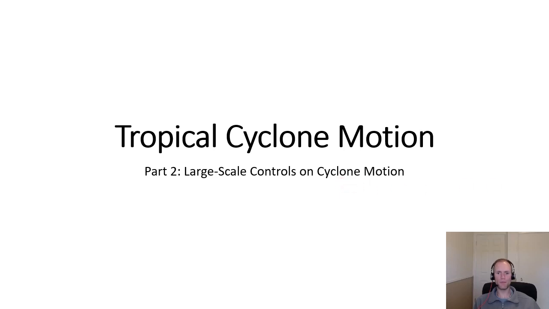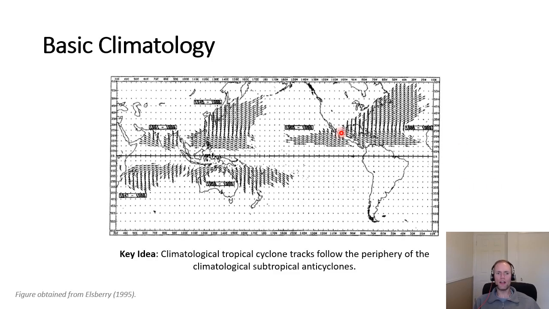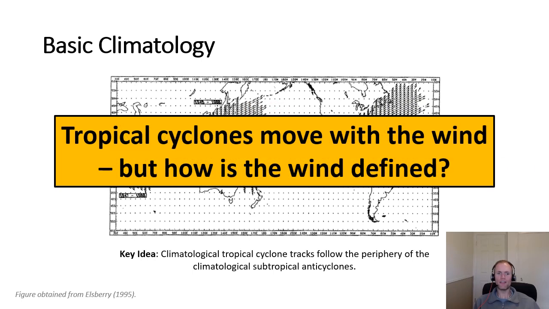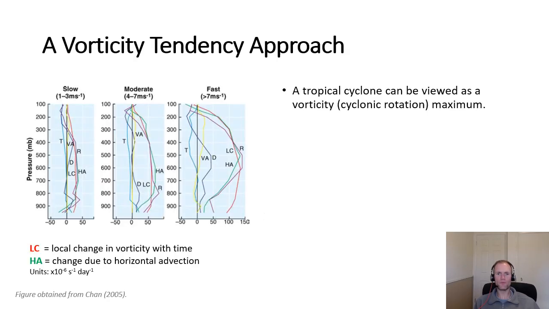So let's dig in. Recalling our basic climatology, where we said that the climatological tropical cyclone tracks roughly follow the periphery of the climatological subtropical anticyclones, we said they move with the wind. But how do we actually define the wind? So that's the goal of this video, is to define what that wind actually looks like.